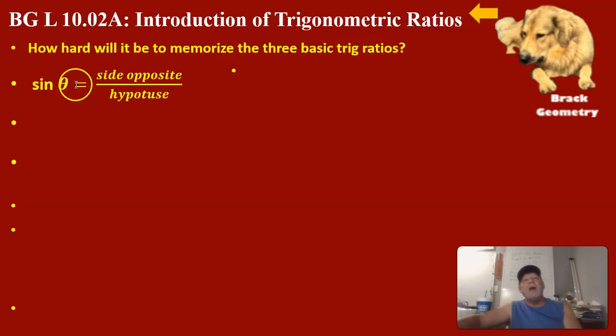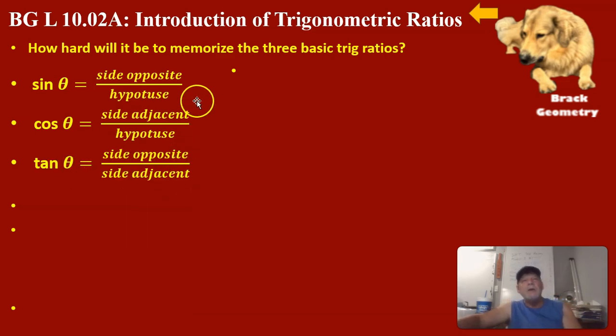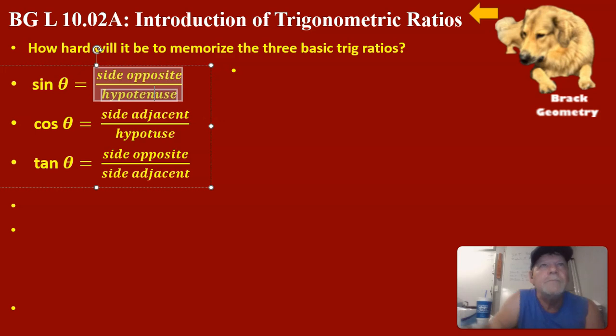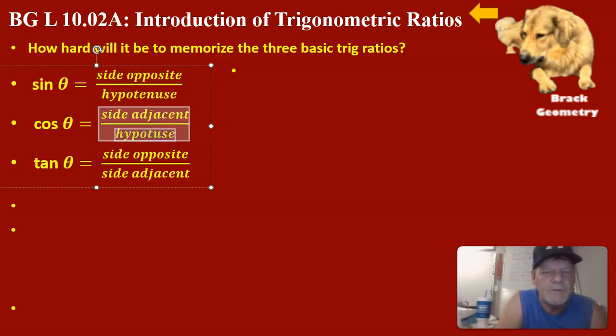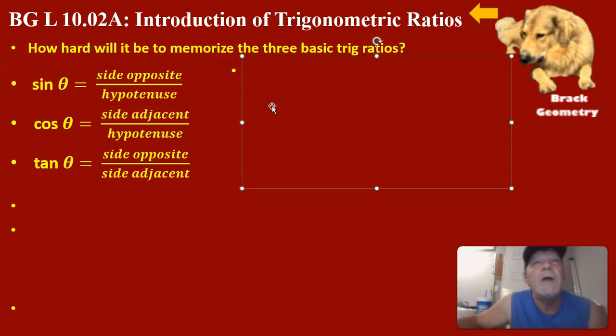So remember, the sine of theta is going to be the side opposite over the hypotenuse. The cosine of theta is going to be the side adjacent over the hypotenuse. And the tangent of theta will be the side opposite over the adjacent. And the hypotenuse is misspelled in these as well. But it only takes me a minute to fix it. And I apologize for that.